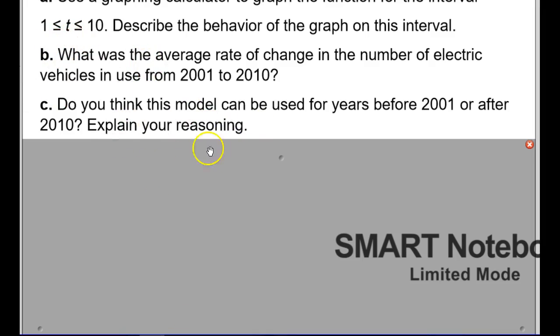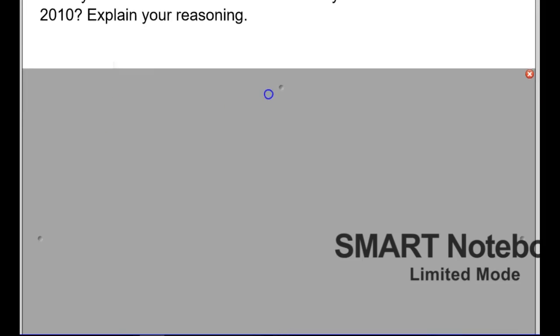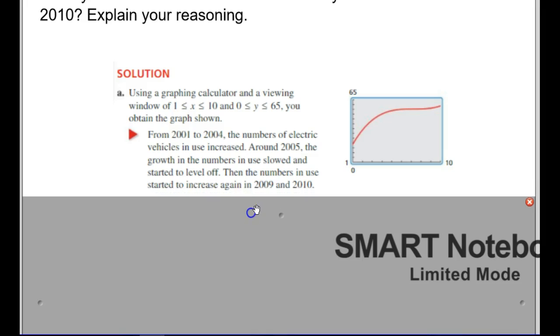And then I want to figure out, can I use this model for cars before that or for cars after that, and explain what I'm doing. So I go ahead and graph it, and here we just used a graphing calculator. You can use Desmos, it doesn't matter. But just remember to limit your values. We only cared about X or T from 1 to 10.